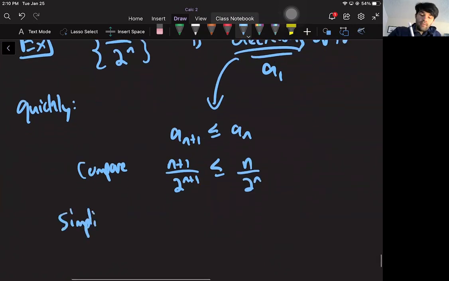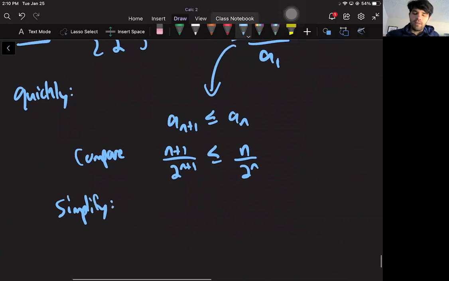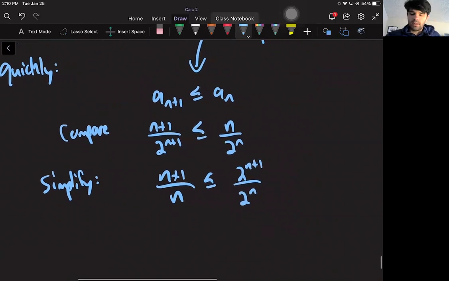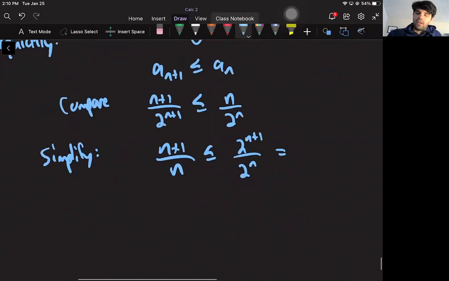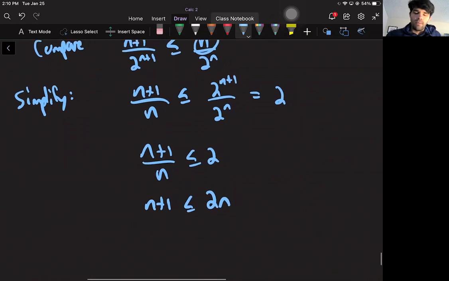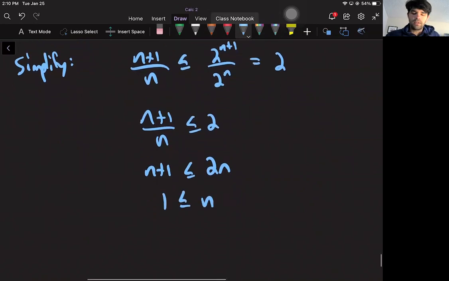Okay, then you simplify as much as possible. In this case, I'll divide the n on the left that way, and I'll multiply the 2 to the n plus 1 up that way. It doesn't matter which order. In fact, I could have done this a different way that would be faster. Okay, so then on the right, these cancel and you just get 2. So in fact, it would be better if I put that n back where it was before and multiply it back over there. I should have left it there because this is a little easier to deal with. And now if I subtract the n over, I get 1 is less than or equal to n.